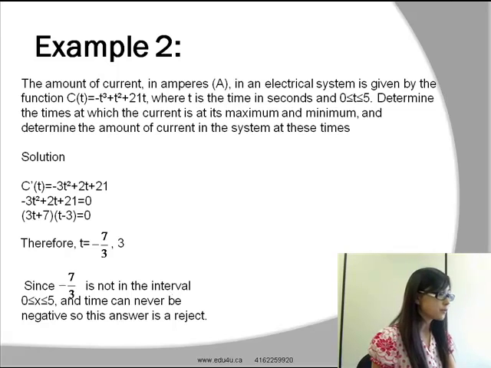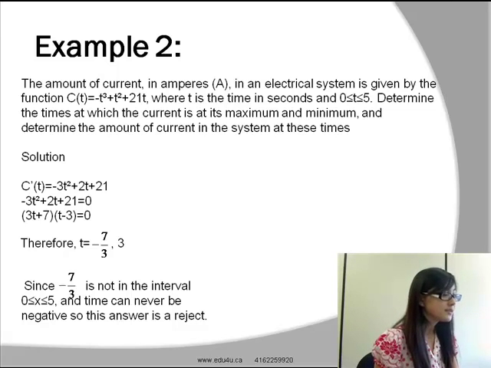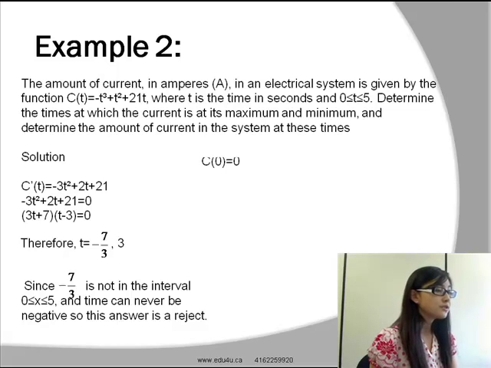We already set the interval that t is supposed to be between 0 and 5. Therefore, negative 7 over 3 is not in this interval, and this answer is rejected. Now what we have to do is check what c of t equals at the endpoints as well as at t equal to 3.